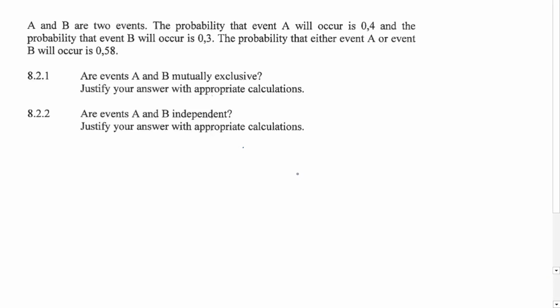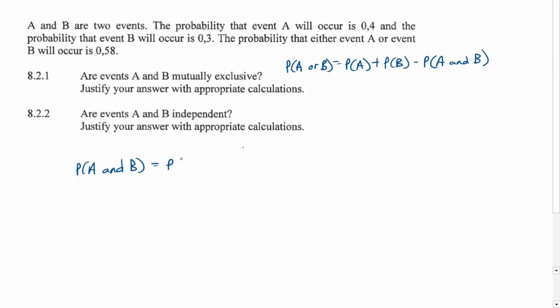In this video, we'll look at an example of mutually exclusive as well as independence. And so we're going to rely on the two basic formulas for this. For the first question, probability of A or B equals the probability of A plus the probability of B minus the probability of A and B. So let's just dive straight in. And for independence, we're going to use this formula: probability of A and B, if it is independent, should be the same as the probability of A times the probability of B.